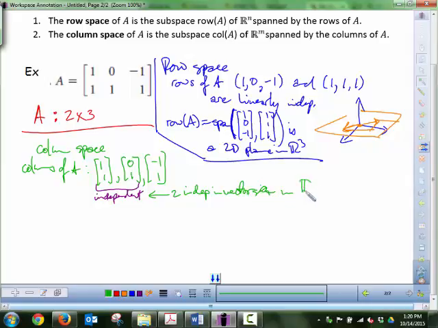In R2, if I just look at the span of those 2 vectors, what am I going to get? All of R2. So a column space of A is a span. Now I'm going to write this down. This might look kind of weird, but I'm going to write down the span of these 3 vectors.